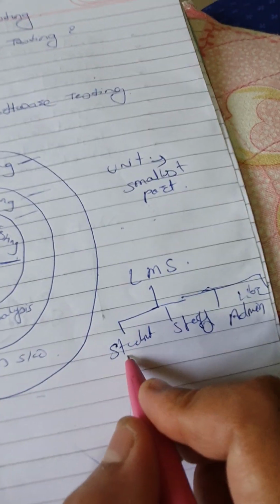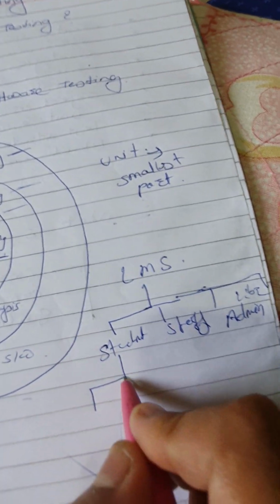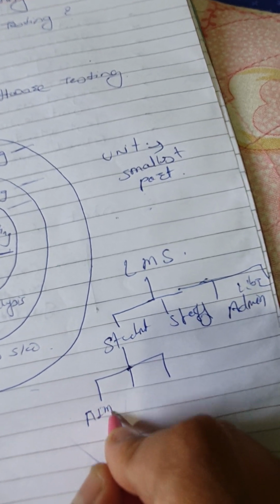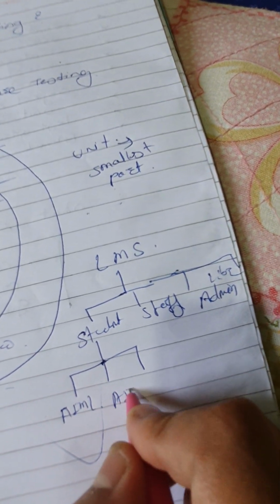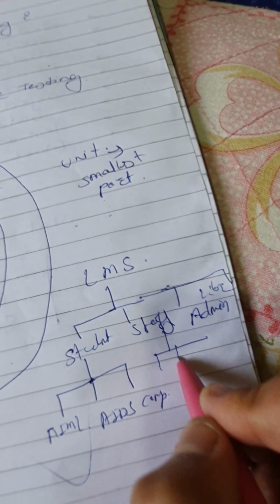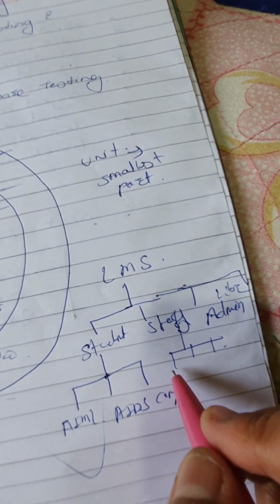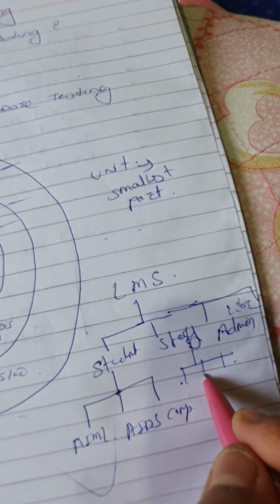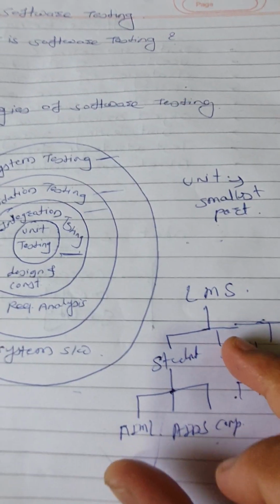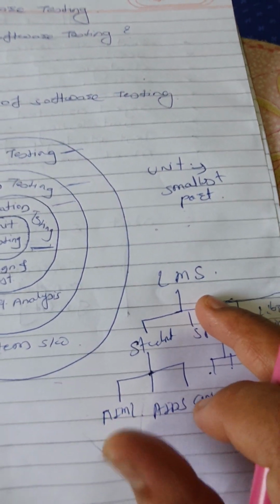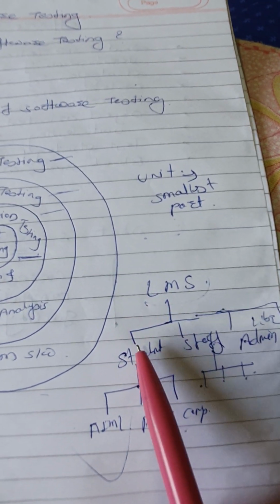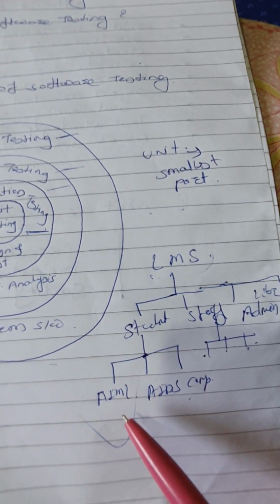Again, these modules are broken down into sub modules. Student means again AIML student, AIDS student, or computer student. Staff is again divided into sub modules: AIML staff, AIDS staff, or computer staff. These are the sub modules. This is the work breakdown structure of your system. Means your software, the library management system, is broken down into modules, and each module is again broken down into sub modules.